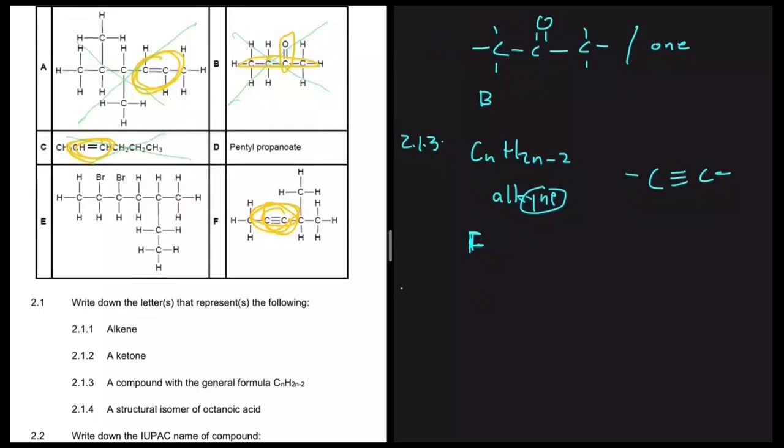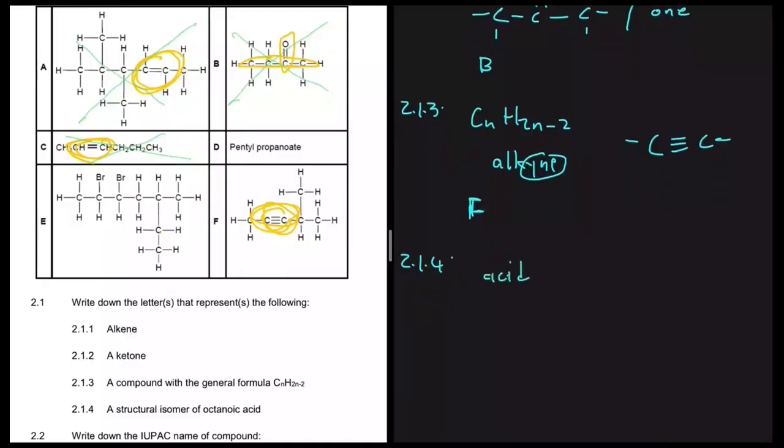And then 2.1.4 says, let's look for a structural isomer of octanoic acid. Octanoic acid. So for an acid, if we're looking for a structural isomer, we're looking for another acid or we're looking for an ester, right?